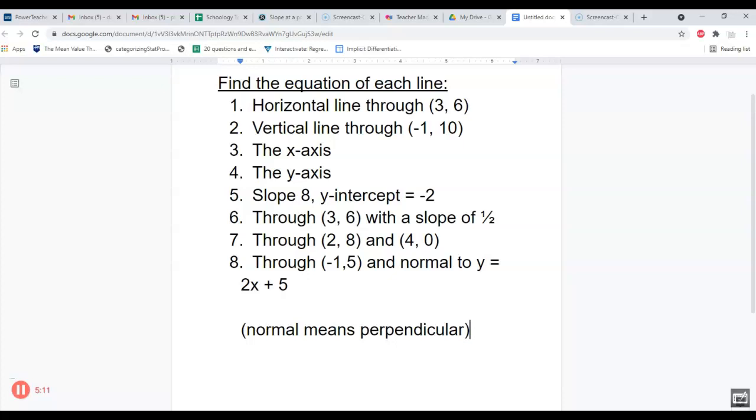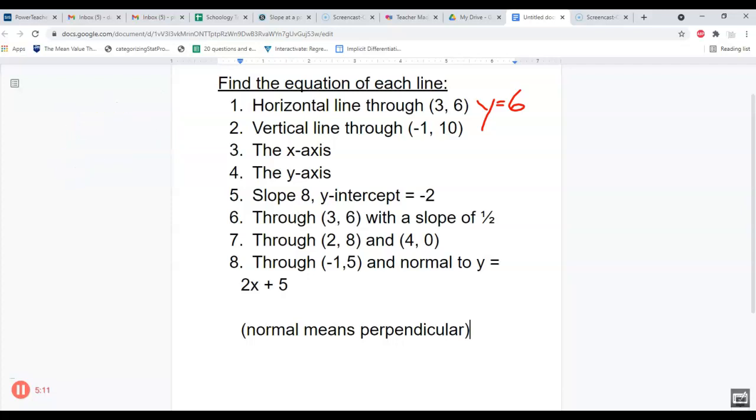Horizontal is always going to be y equals a number. I'm just giving you the x and y here, so you're just taking the y with it. Or some people will think about it as y equals mx plus b. But if it's a horizontal line, what's your slope? It's 0, so it's y equals 0x plus b. So it's really just y equals b. So it's just y equals 6.